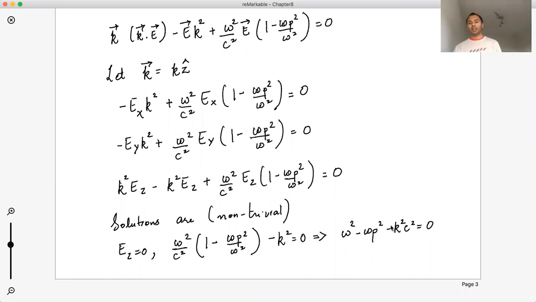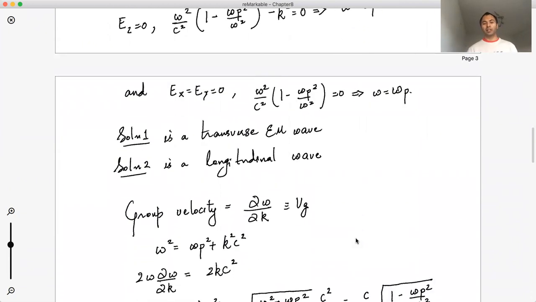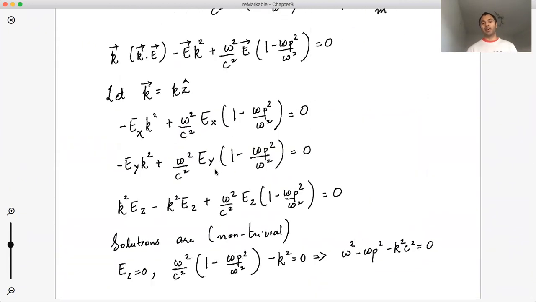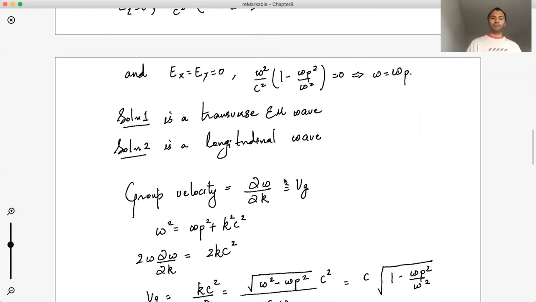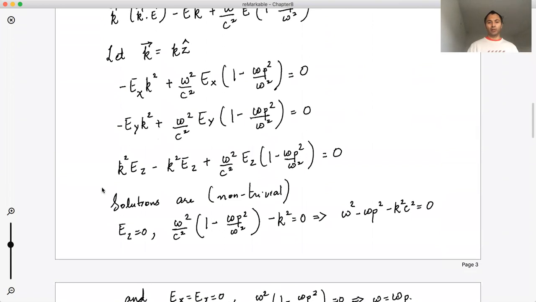So you get this, and you get a dispersion relationship. So you get omega square equal to omega p square plus k square c square. I think we have derived this before. This is the wave dispersion relationship in a plasma. Now the other solution, of course, is to set Ex and Ey equal to 0 and set the coefficient of Ez here equal to 0. Then everything is satisfied. It's not a trivial solution. So the second solution, basically, if I set the coefficient of Ez equal to 0, I just end up getting omega equal to omega p.